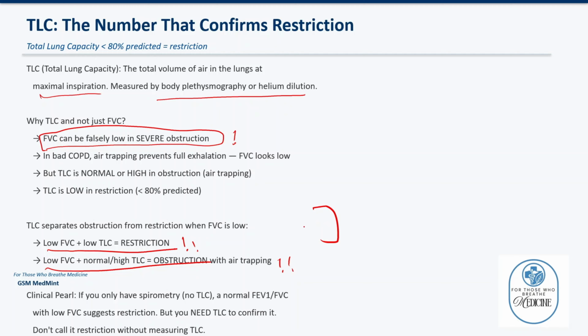The main clinical pearl from this slide is this: low FVC plus low total lung capacity is restriction. If you have only spirometry and no lung volumes, a normal FEV1 over FVC with low FVC suggests restriction, but you cannot confirm it without the total lung capacity. Do not call it restriction without measuring the TLC. Order a plethysmography first and then you get a full picture.